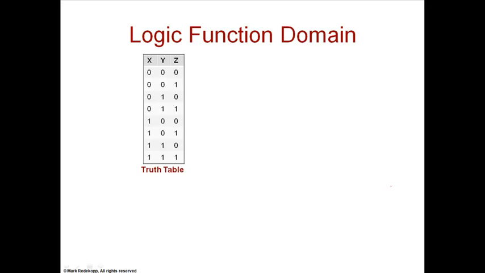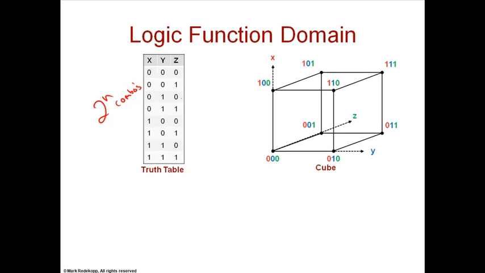Let's first of all focus on the domain. How would we visualize the domain of these logic functions? Well, we said there's always a finite amount. There are always 2^n possible combinations of our inputs, and so we could actually enumerate them all. And that's what a truth table does. It enumerates all the possibilities.